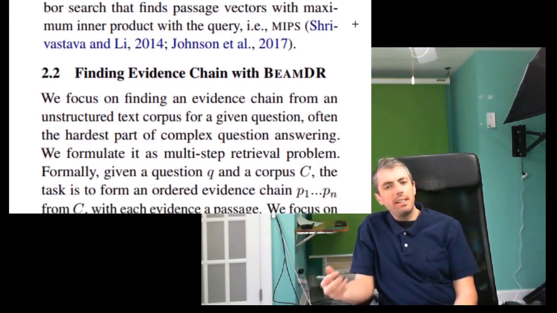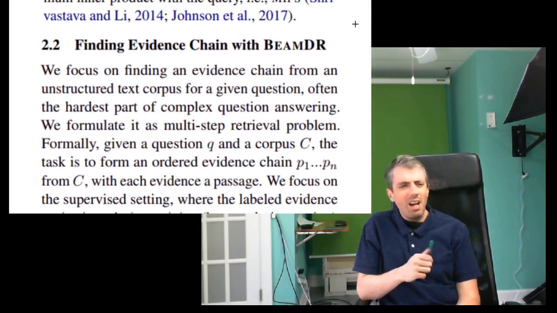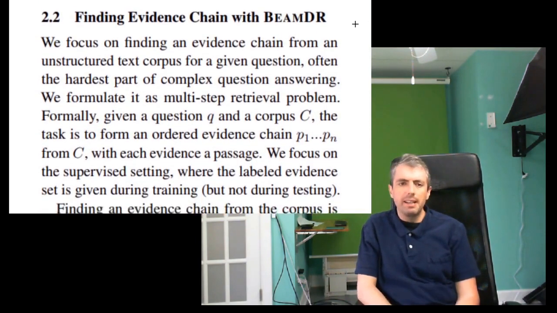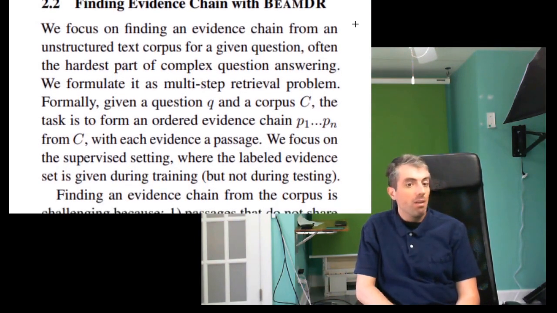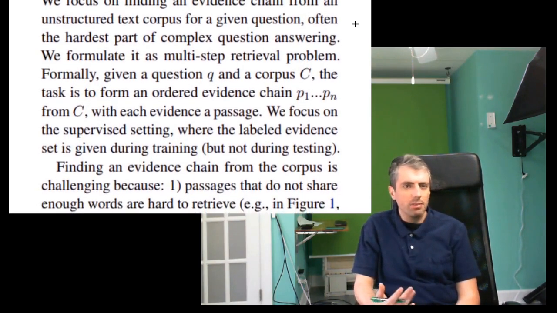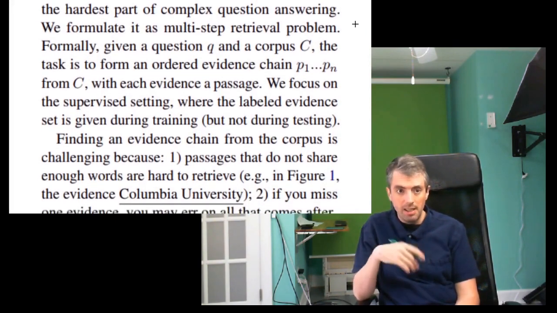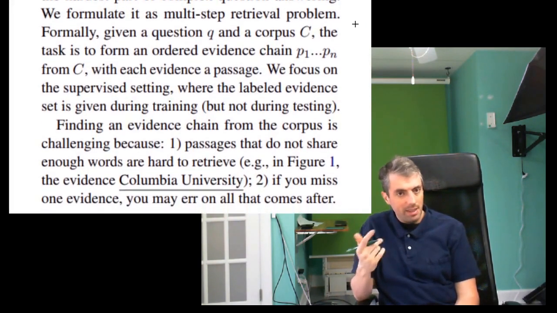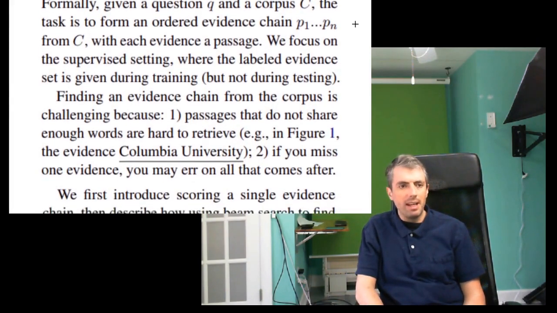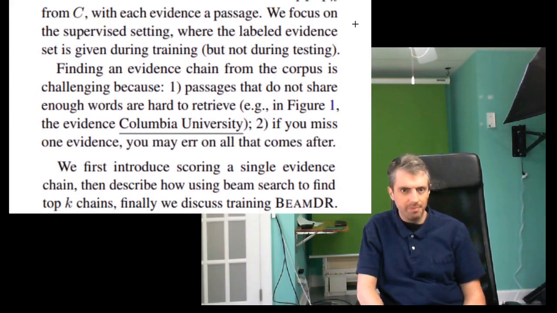Section 2.2, Finding Evidence Chains with Beam DR. We focus on finding an evidence chain from an unstructured text corpus for a given question, often the hardest part of complex question answering. We formulate it as a multi-step retrieval problem. Formally, given a question Q and corpus C, the task is to form an ordered evidence chain P1 to Pn from C with each evidence a passage. We focus on the supervised setting, where the labeled evidence set is given during training, but not during testing.